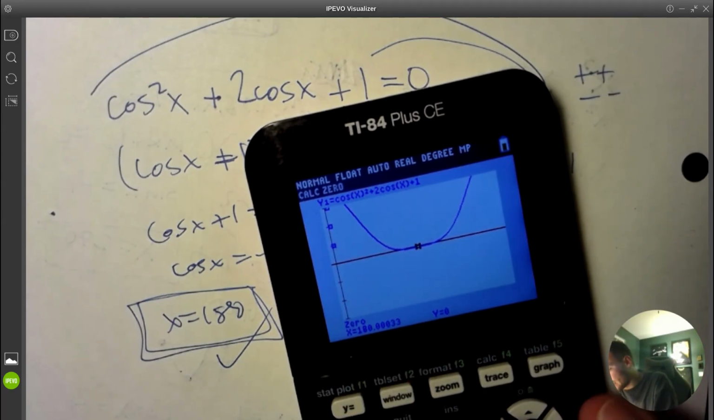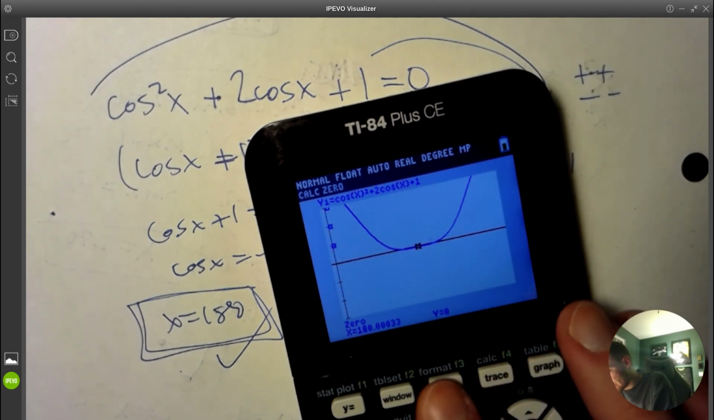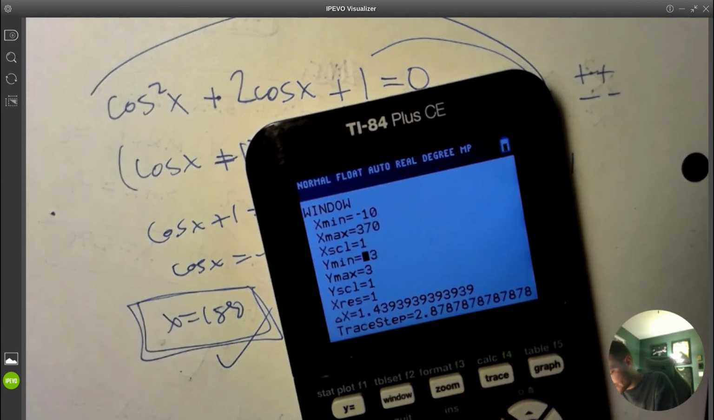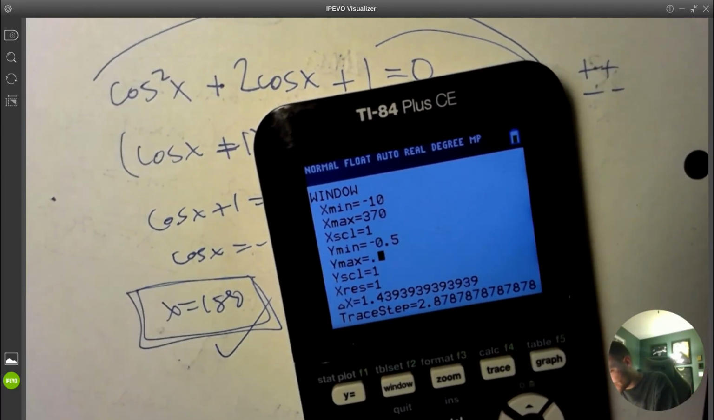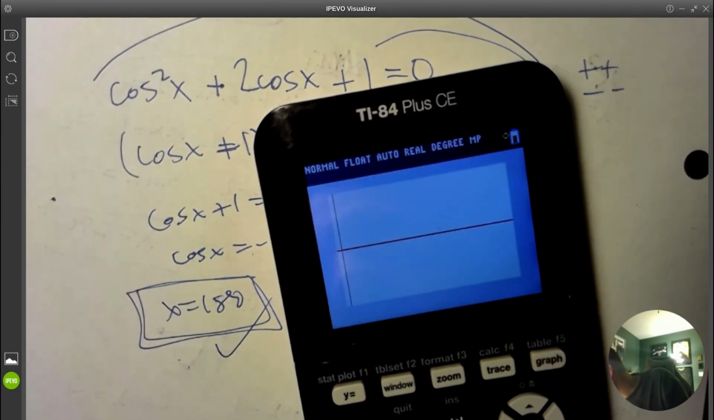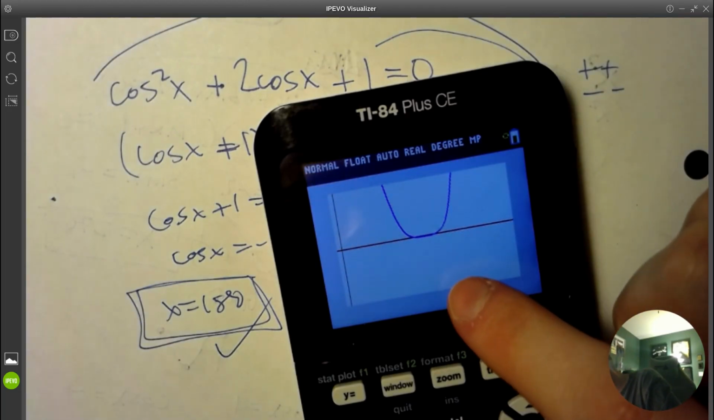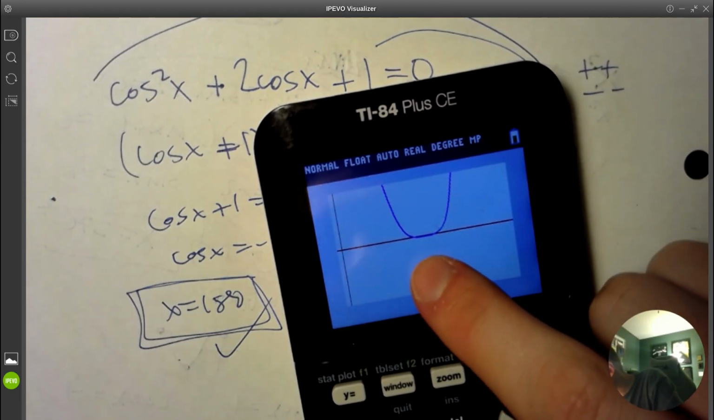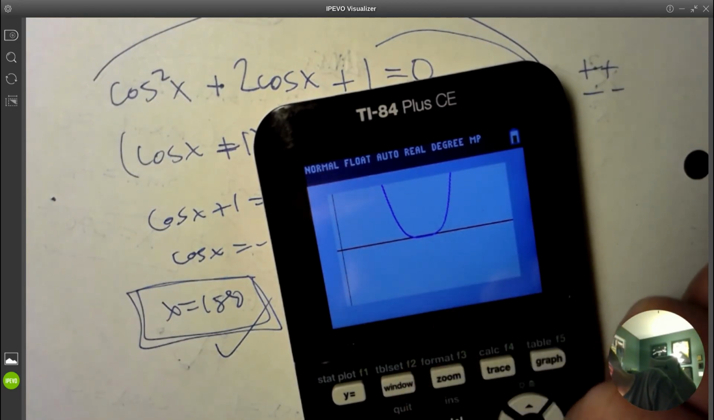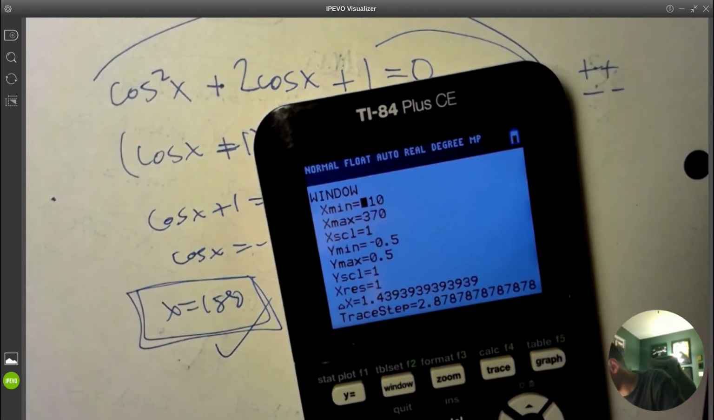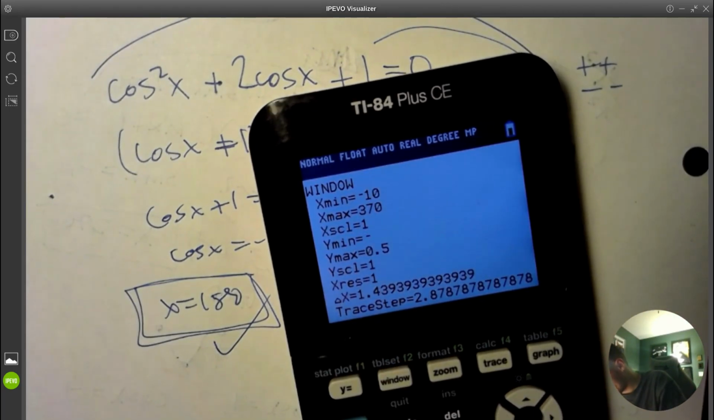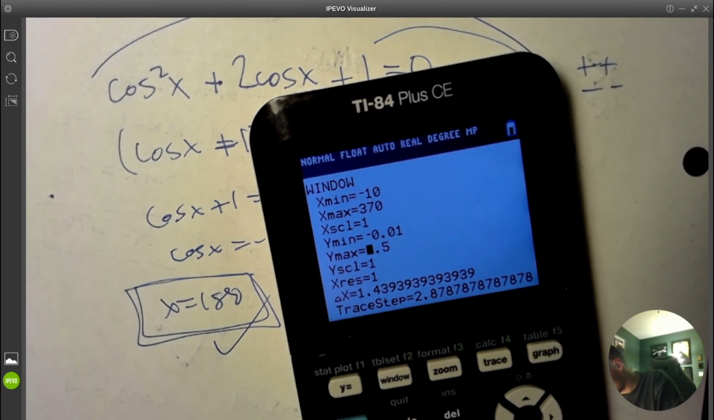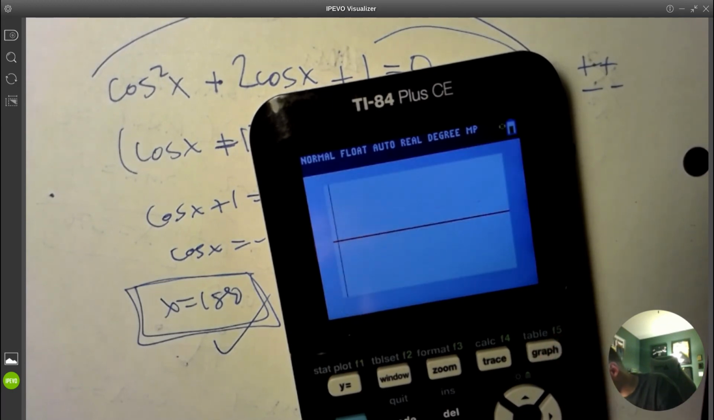180. That looks a little strange on the graph here. Let's zoom in a little bit. Negative 0.5, 0.5. Why does it look like that? I don't know if you can tell on your screen, but it looks like it goes below. Alright, let's do it one more time. Negative 0.01, positive 0.01.